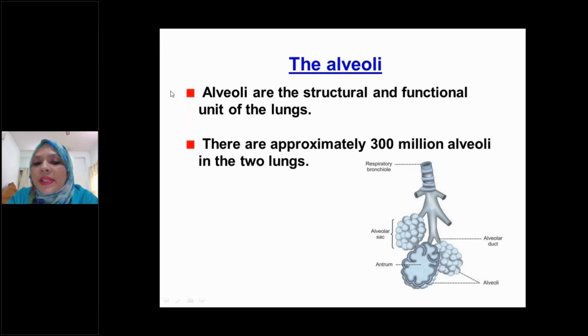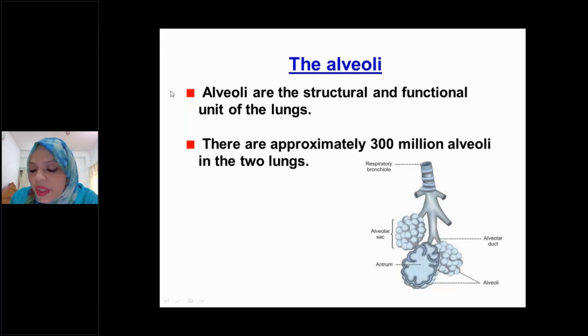There are approximately 300 million alveoli in the two lungs. তাহলে দুটো লাংয়ে both lungs হচ্ছে 300 million. তাহলে each lung কত হবে? 150 million alveoli present in each lung. This is a very, very important MCQ question also. Several times this question came. Each lung contains 150 million alveoli. Both lungs contain together 300 million alveoli.